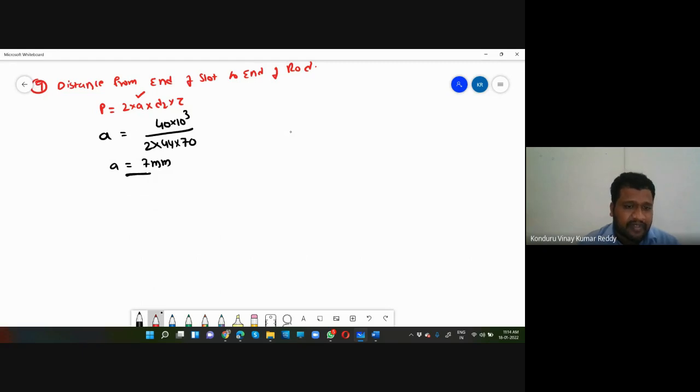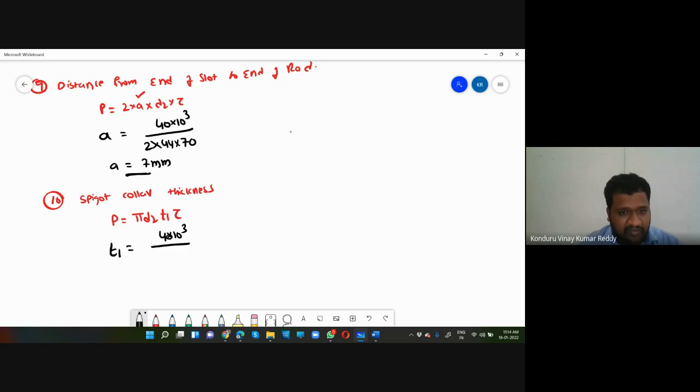And the 10th one, last but one, is Spigot collar thickness, that is P is equal to pi D2 T1 shear stress. Here we have to find out T1 value, thereby T1 is equal to 4 into 40 into 10 to the power of 3 by pi into D2, which is nothing but 44, shear stress is nothing but 70. If you find out this value, T1 is equal to 5 millimeters.